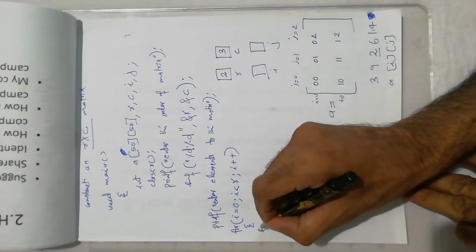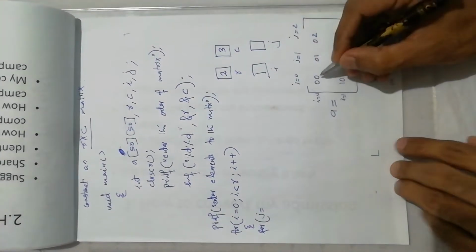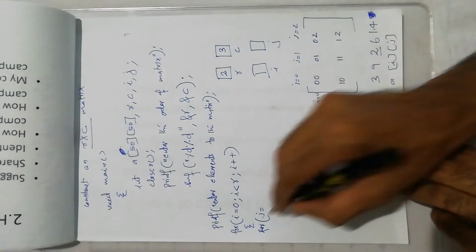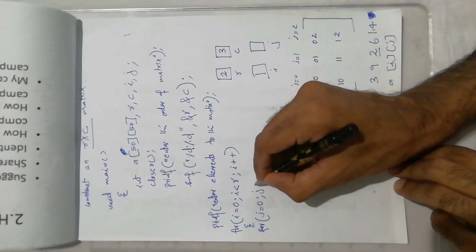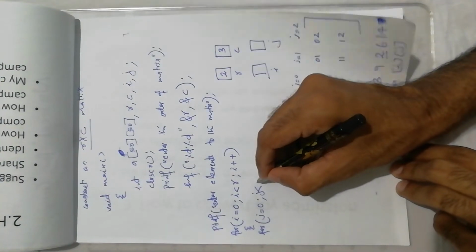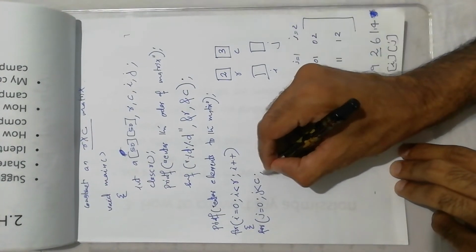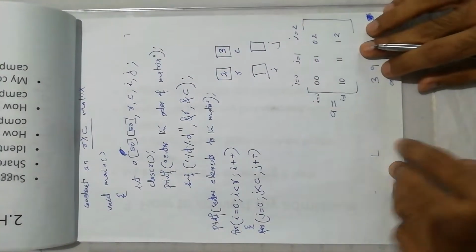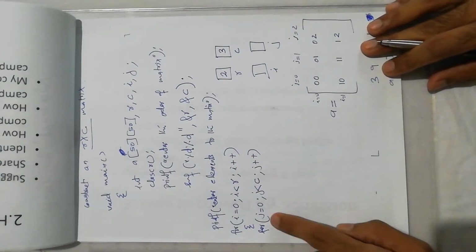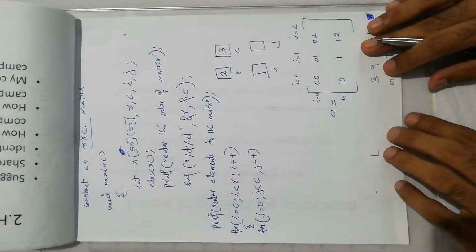Inner loop for j is equal to column index, also starting from 0, j is equal to 0. j should be less than number of columns c, j less than c, j plus plus. So i is equal to 0, i less than r, i plus plus, j is equal to 0, j less than c, j plus plus.